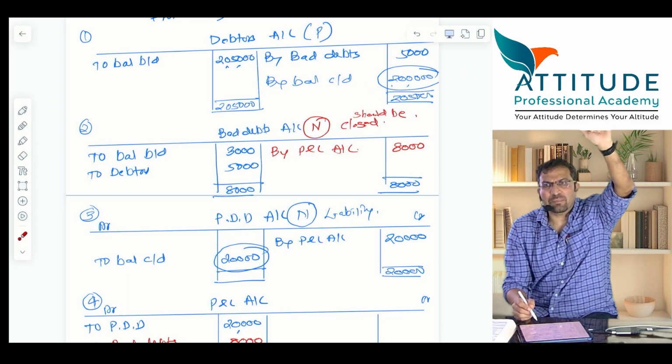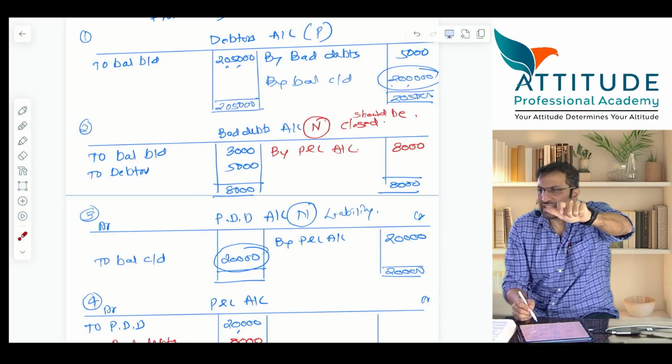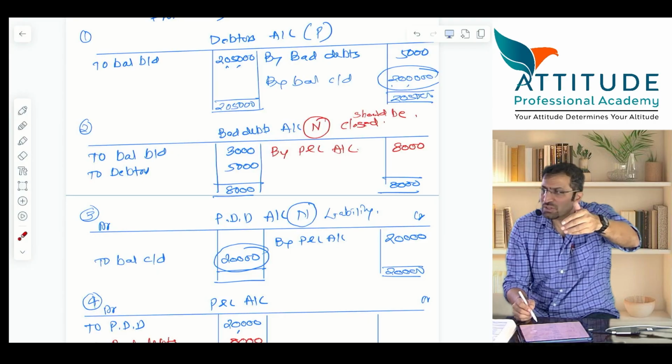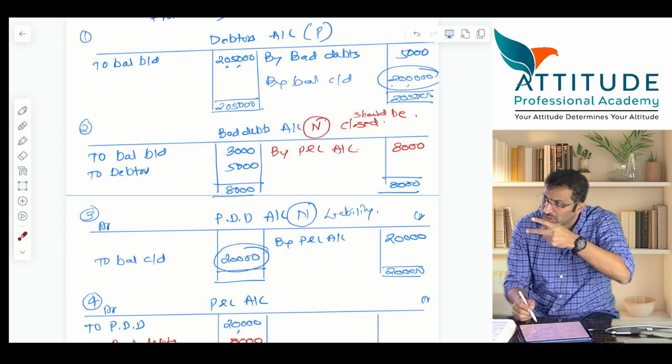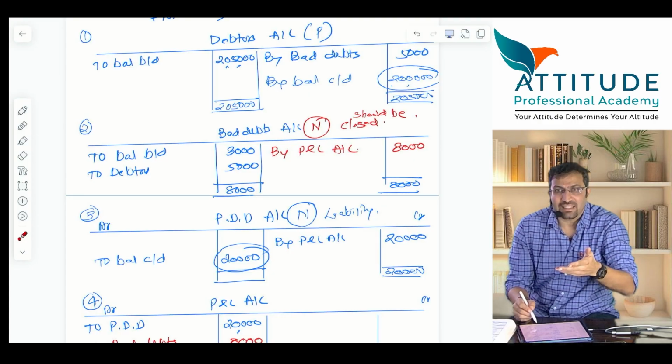Tell me the steps of the accounting process. With the help of transactions, pass the journal entries or prepare subsidiary books. With the help of journal or subsidiary books, prepare the ledger. Ledger has 2 types: ledger posting and ledger balancing.